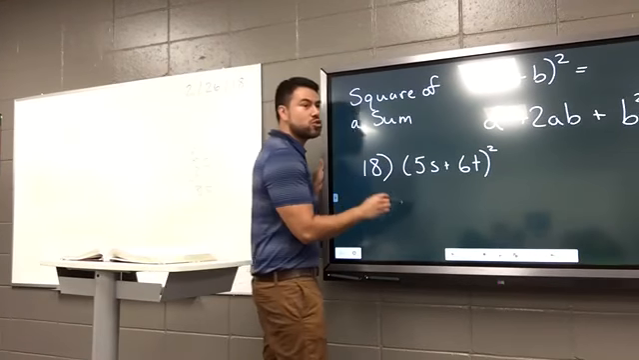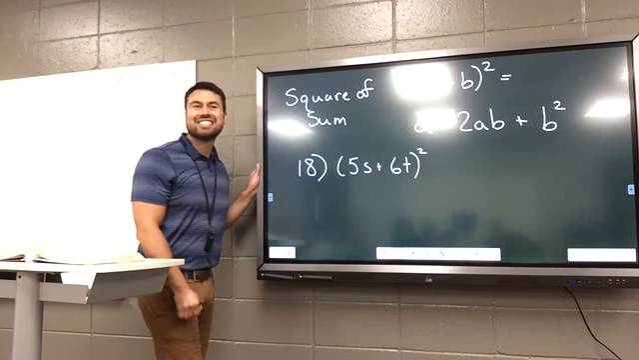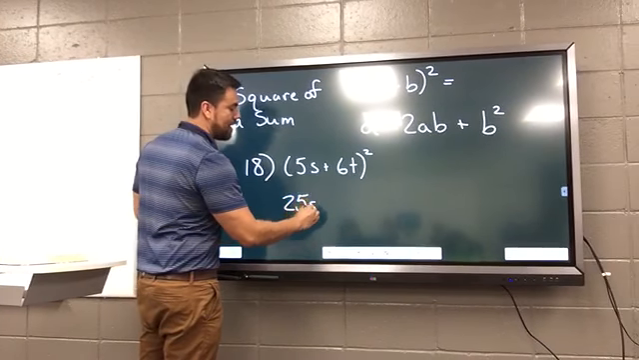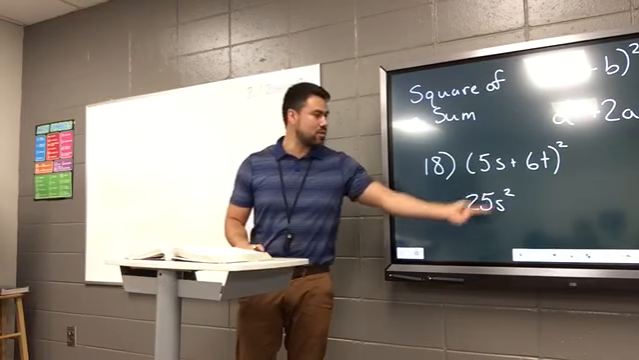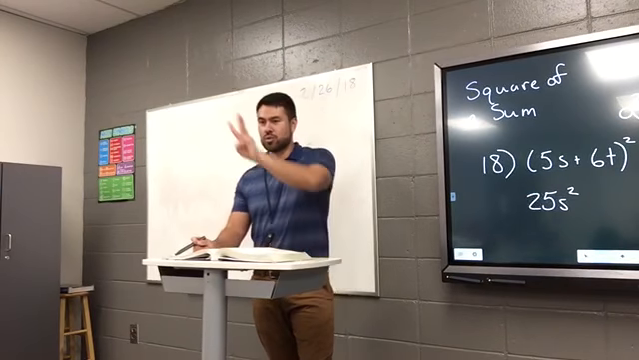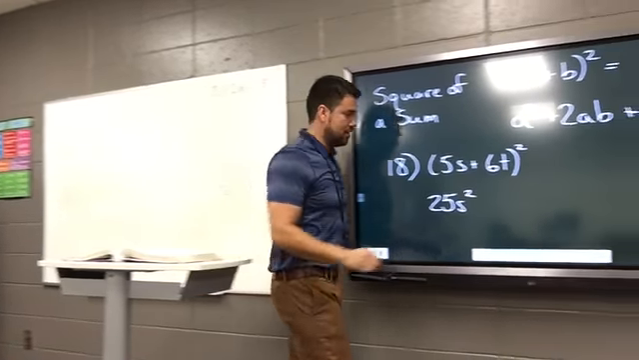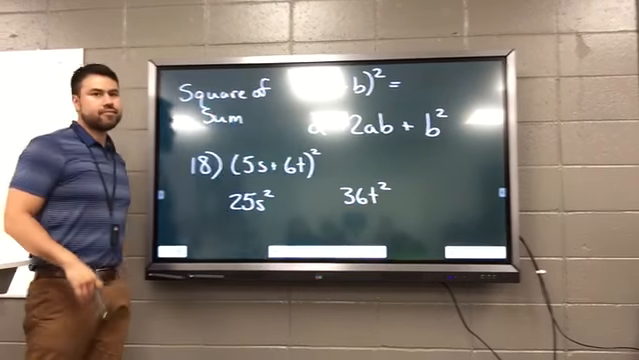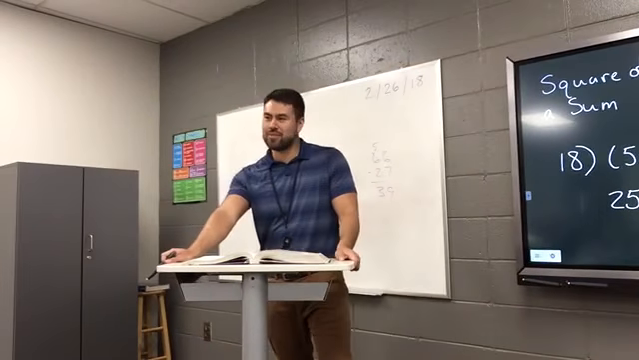Does anyone know what the first term of my answer is going to be automatically? I heard someone say it. 25s squared. It's what's 5s times 5s? 25s squared. That's the first term automatically. What's the last term? So there are 3. The last term is going to be, Nate? 36t squared. And then the toughest one out of them all, what's that middle term? Jenna?